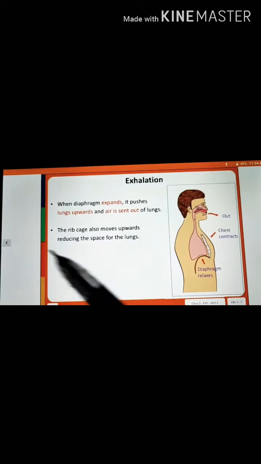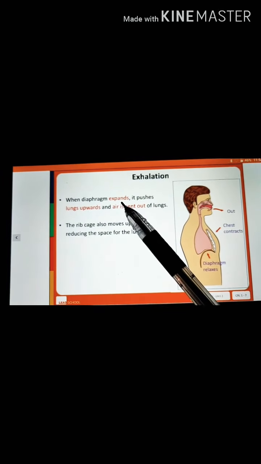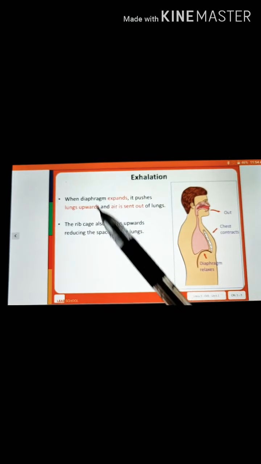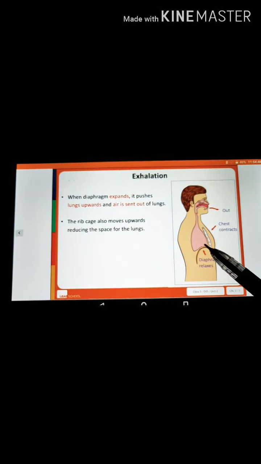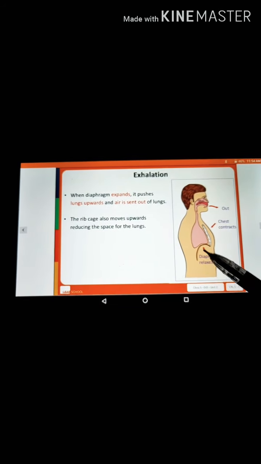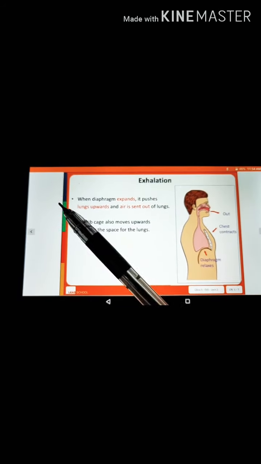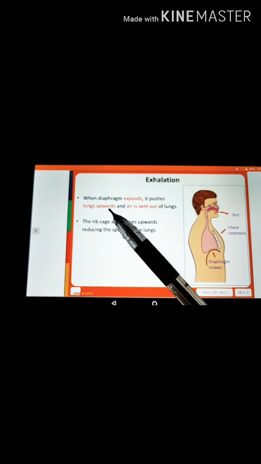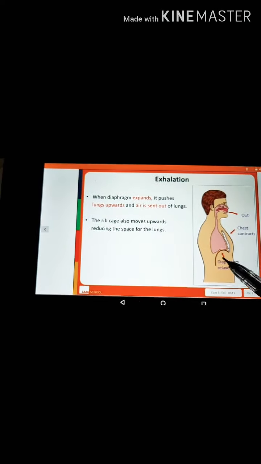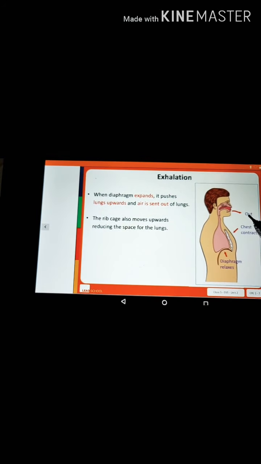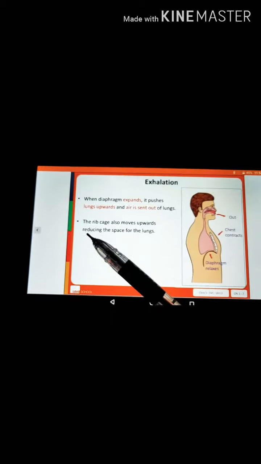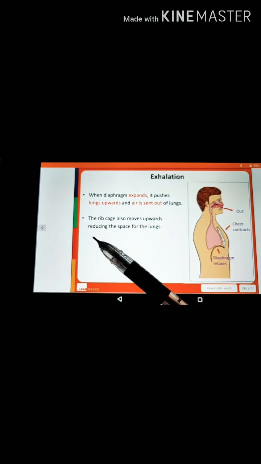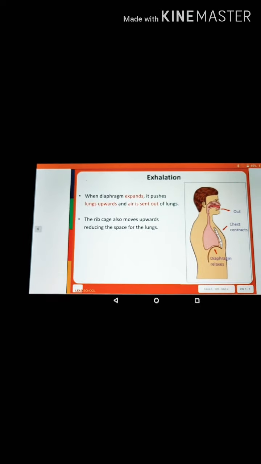Now in exhalation, what happens? When the diaphragm expands, it pushes the lungs upwards. Earlier the diaphragm was pulling it downwards, now it goes upwards. Air is sent out of the lungs. Earlier it was coming in, now it is coming out. The rib cage also moves upwards, reducing the space for the lungs. So the diaphragm expands, pushes the lungs up and we exhale.